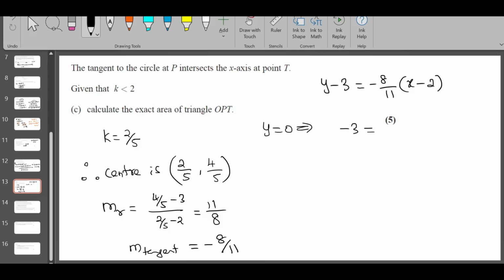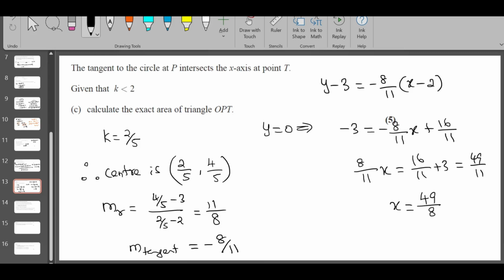So minus 3 is minus 8 over 11 x plus 16 over 11. So 8 over 11 x is 16 over 11 plus 3, which is 33 plus 16, 49 over 11. So x is going to be, the 11 can be cancelled, 49 over 8. Therefore, the point T is (49 over 8, 0). That's the x coordinate, y coordinate is 0. We got the point. So we have 3 points now: O, P and T. O is the origin, P is (2, 3), and then we have T.